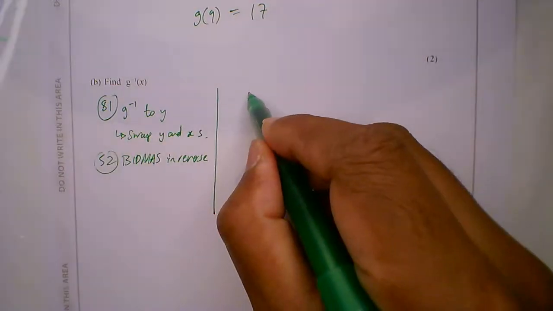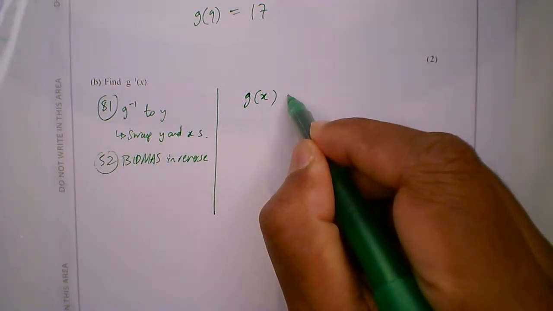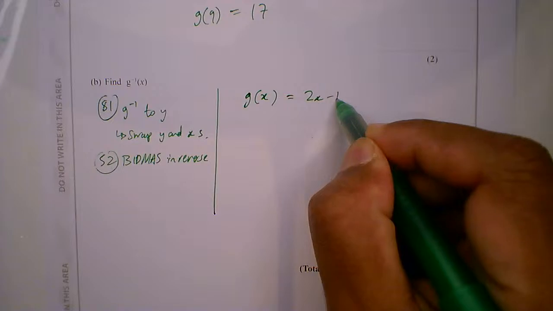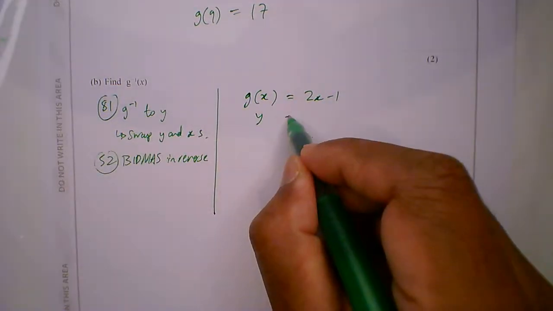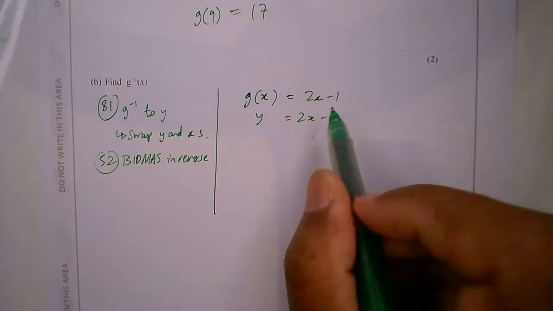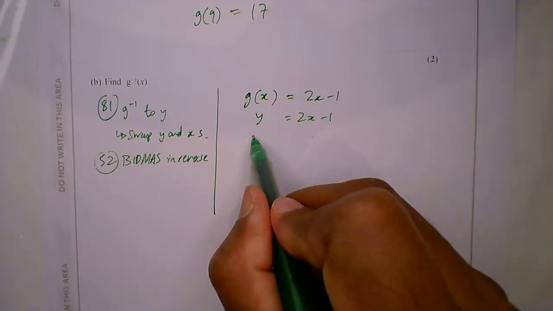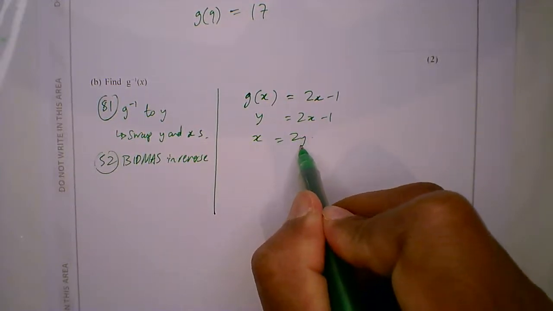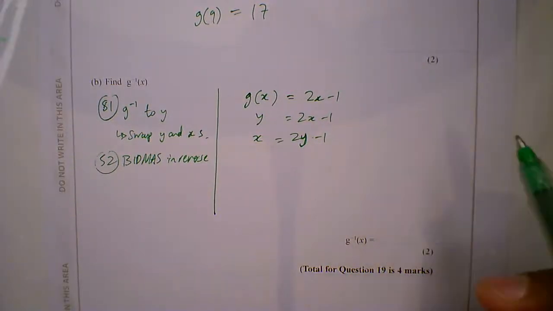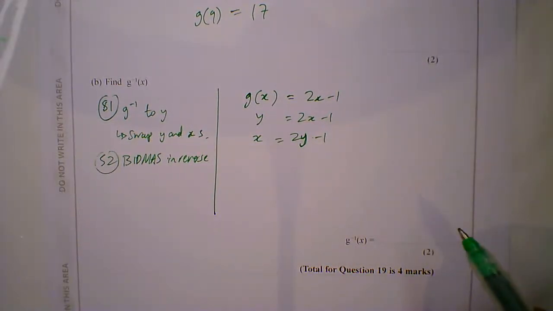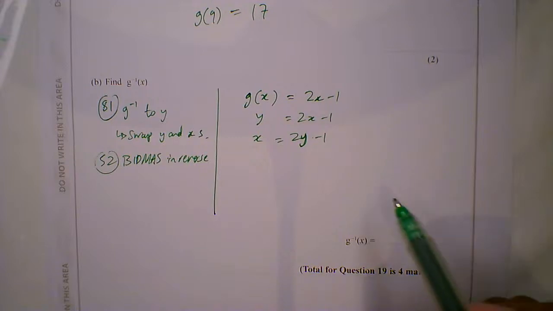So step 1, we've got g of x. Let me just write out the question. g of x equals 2x minus 1. So I'm going to change the g to a y: y equals 2x minus 1. And now I'm going to swap the y's and the x's: x equals 2y minus 1. You don't have to do this, but just doing it makes it easier. Okay, so I've done that.